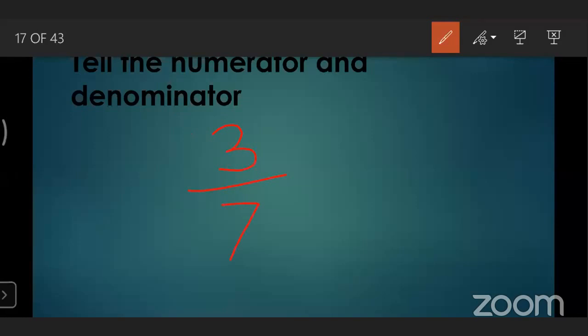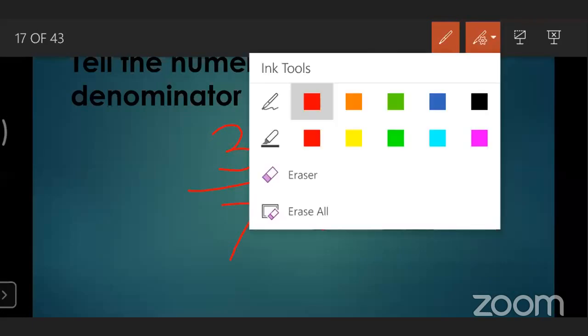Okay, read this fraction. 3/7. Very good. 3/7. Now, which one is the numerator and which is the denominator? 3 is the numerator. Yes. 7 is the denominator. 3 is a numerator and 7 is a denominator, right? Very good.